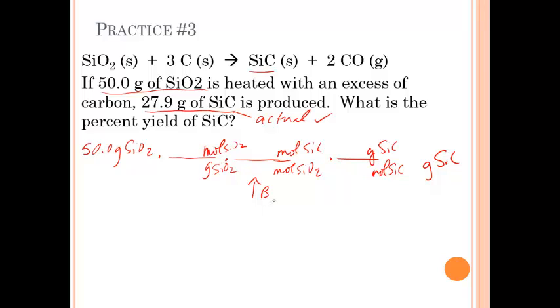Balanced equation, we can get the mole to mole ratio. We have molar masses here and here, and you should be able to then get your mass of silicon carbide or silicon monocarbide, and then you can do a percent yield. Okay, actual divided by theoretical and then multiply that by 100. So that's practice problem number 3.